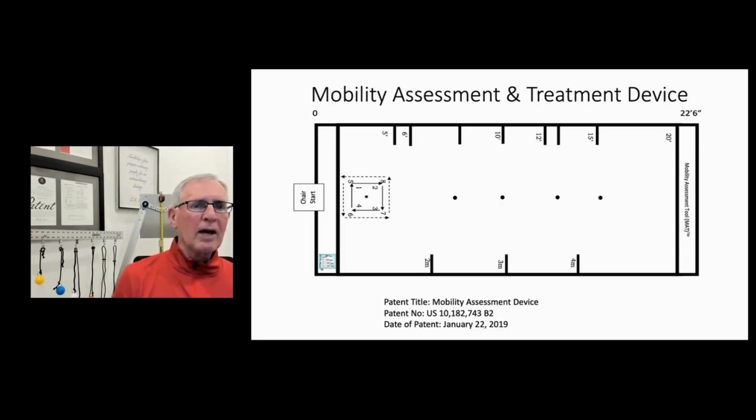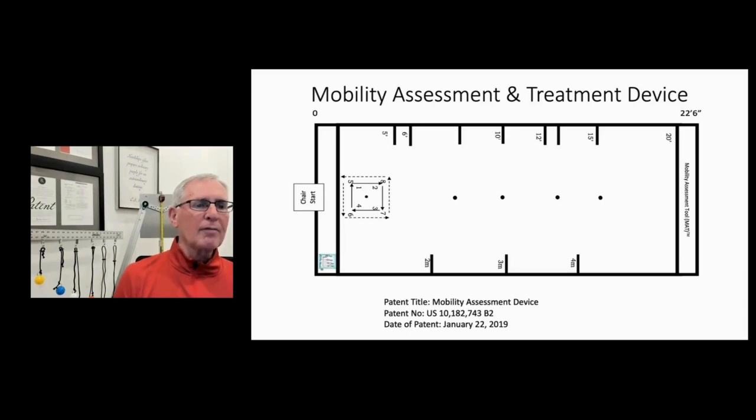The mobility assessment and treatment device, as shown here, is made of high-quality projection screen material called matte. And this material, when you put black paint to outline it, lends itself very nicely to videoing your patients as they ambulate across it. You see the markings.